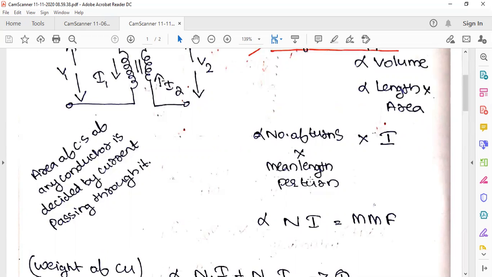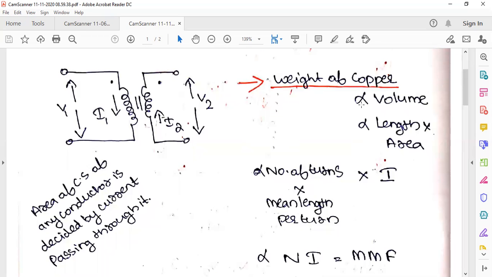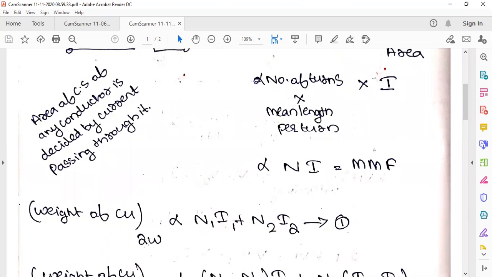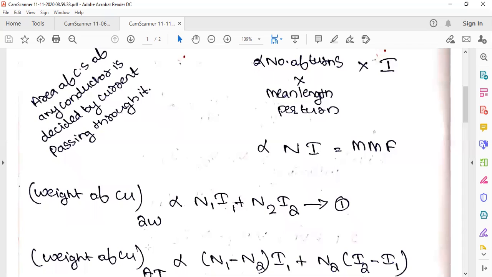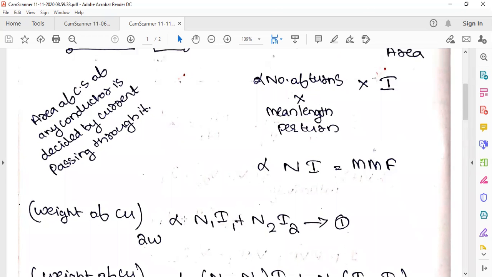So we have this concept here. Weight of the copper is proportional to, I should not write equal to, it is proportional only. So weight of the copper is proportional to N into I, that is the MMF. So weight of the copper in a two-winding transformer. What is a two-winding transformer? Two-winding is our common primary winding and secondary winding. So weight of the copper in a two-winding transformer is proportional to N1 I1 plus N2 I2, primary and secondary. That is equation 1.